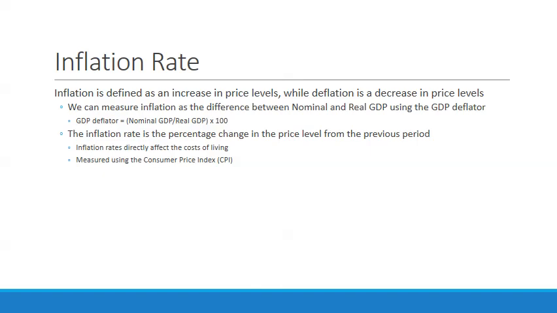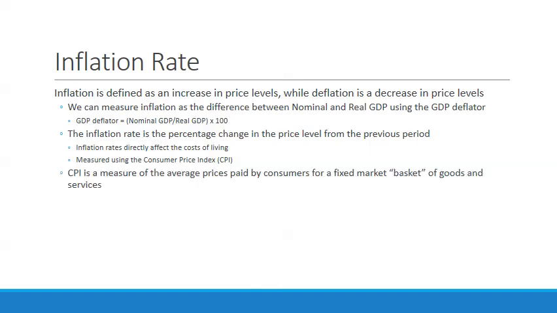And so inflation rates are measured using the Consumer Price Index. It's what we call the CPI, and it's a measure of the average prices paid by consumers for a fixed market basket of goods and services. And we're going to break that definition down some. But we measure inflation rates by measuring prices, not just simply productivity. It doesn't equal out the way we want to see it that way.